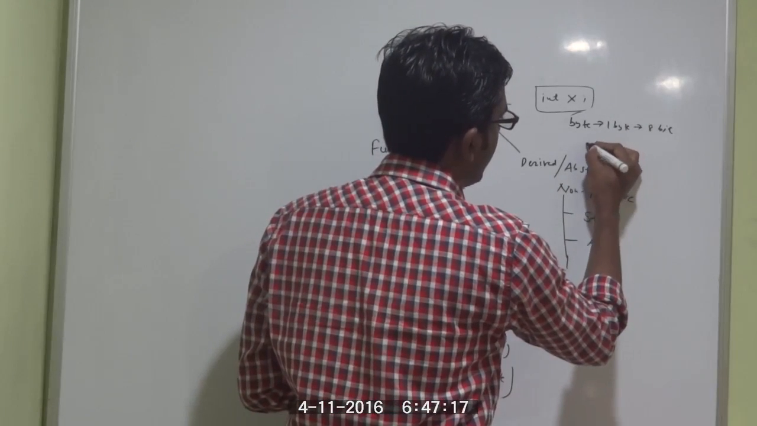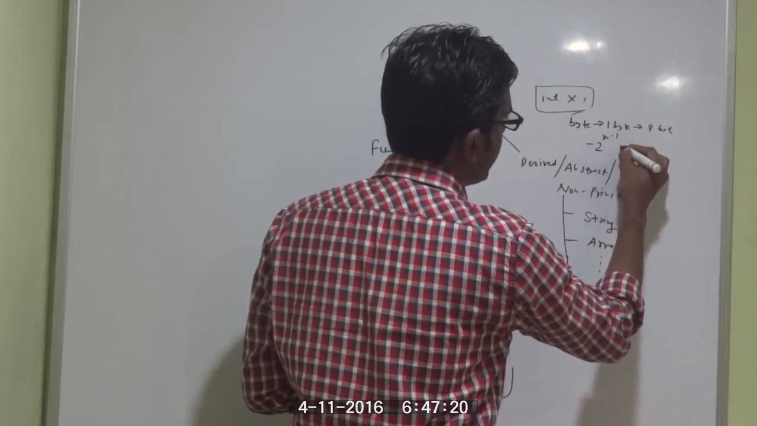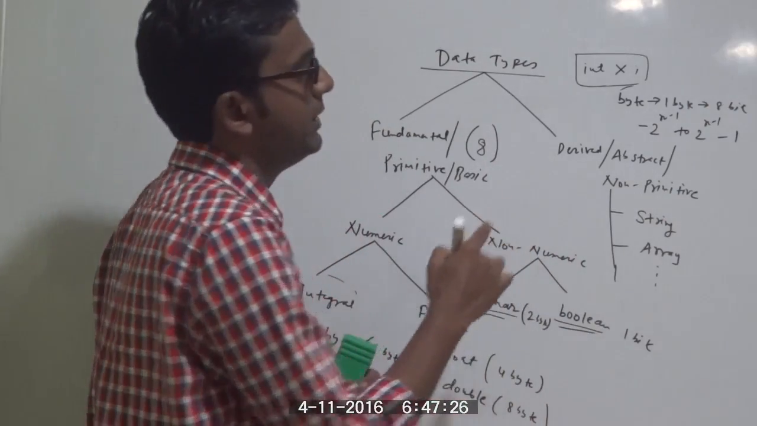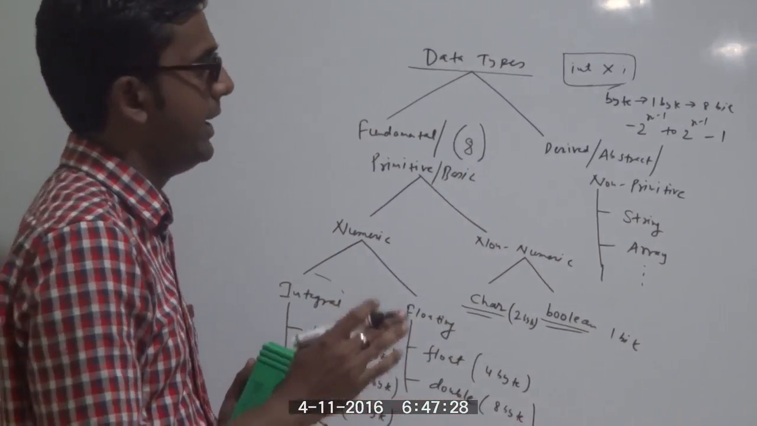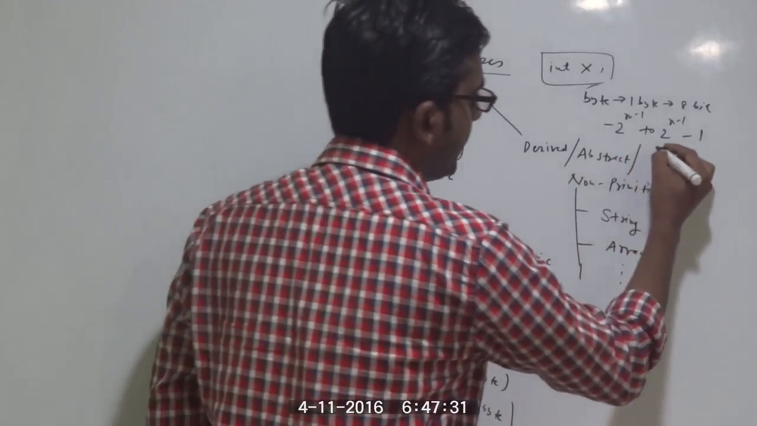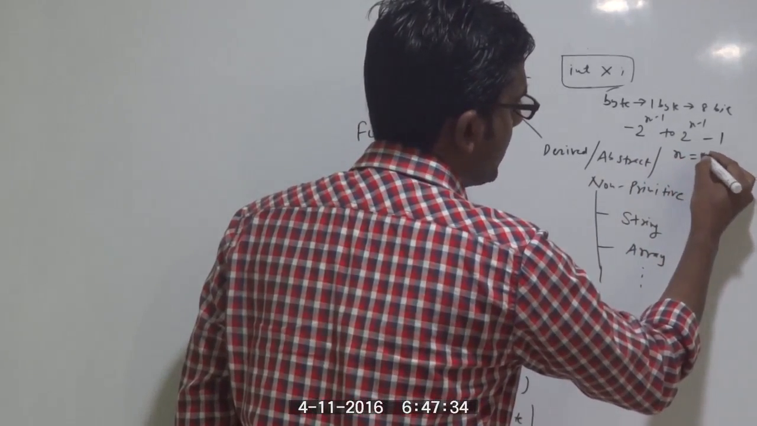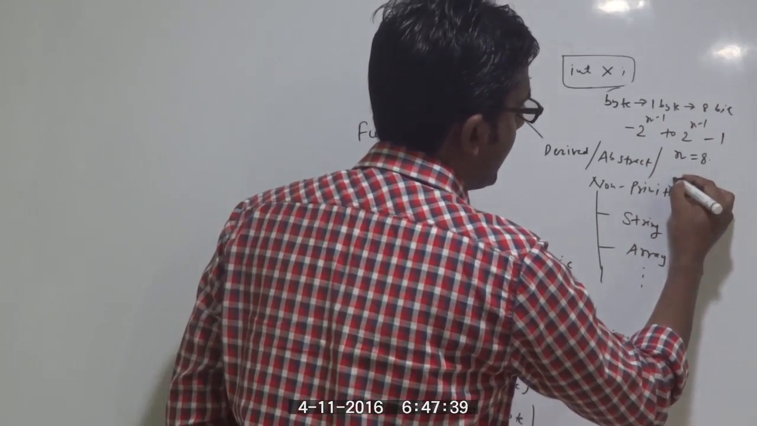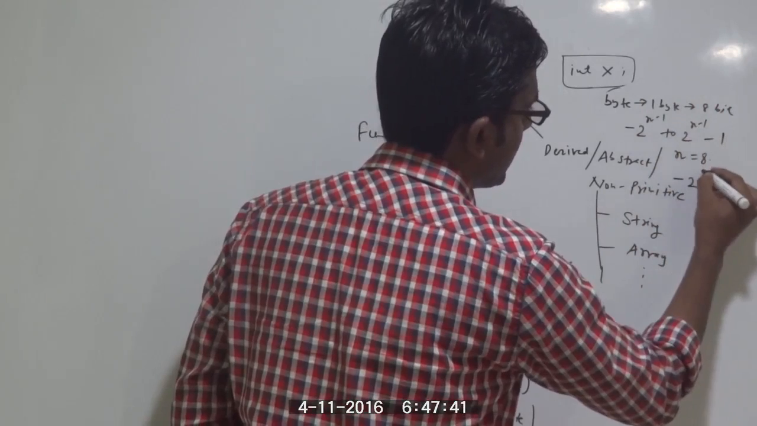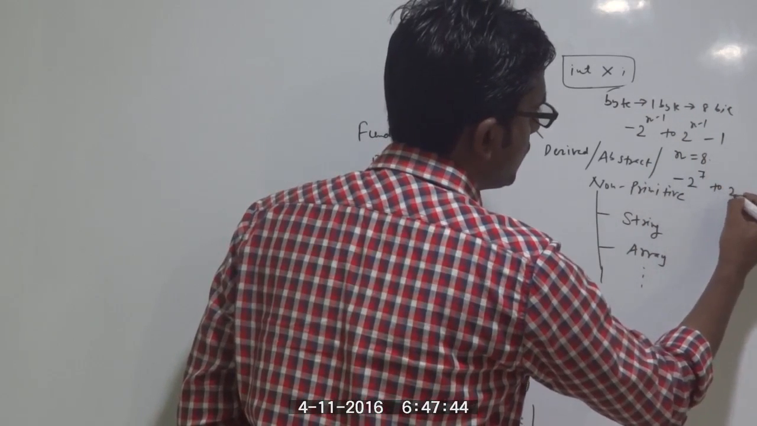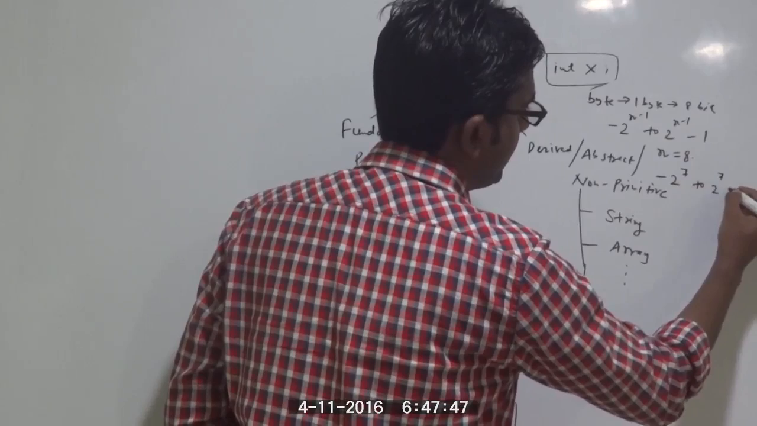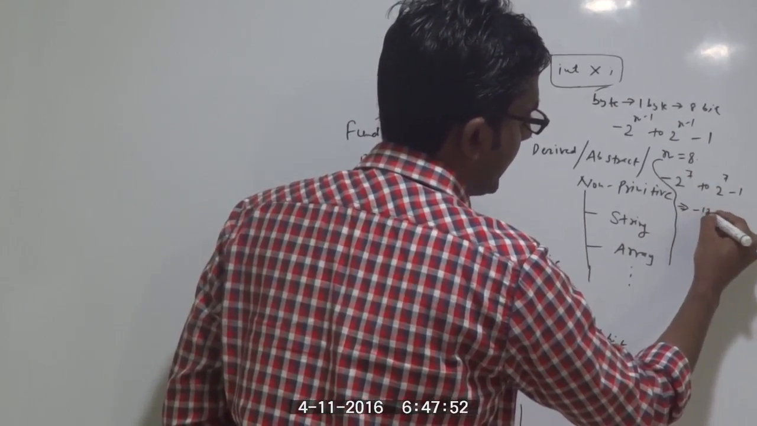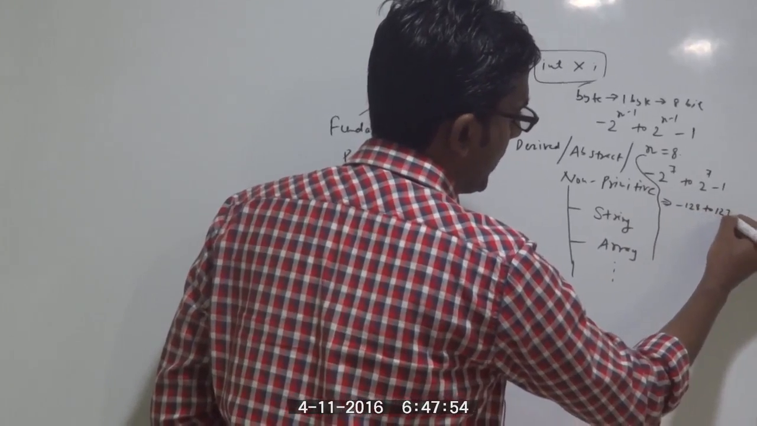Simple, we need to use a formula: minus 2 to the power n minus 1 to 2 to the power n minus 1 minus 1, where n is nothing but the number of bits. Okay, n is the number of bits, means n equals 8. Now if you put n as 8 here, then what will happen? Minus 2 to the power 8 minus 1, means 7, to 2 to the power 8 minus 1, means 7, minus 1. Okay. Now if you calculate this, it will come as minus 128 to 127.